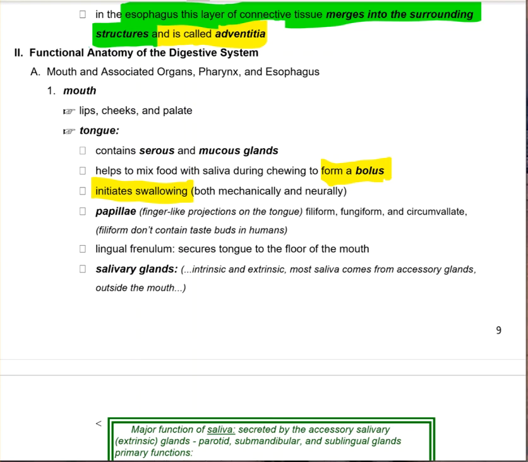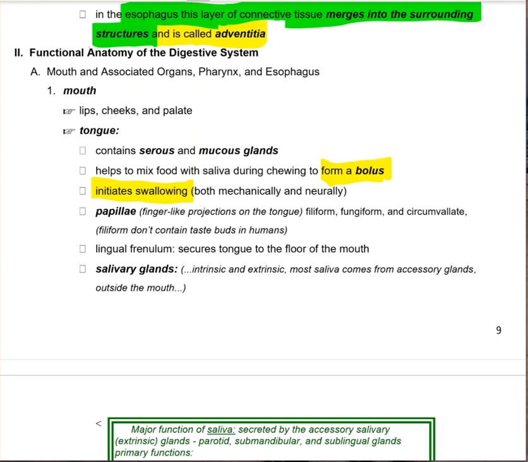There are papillae, and you might remember these from when we did taste, the finger-like projections on the tongue. The filiform ones don't have taste buds, the others do. So that's just a reminder. And you have your frenulum, which is the little line that secures the tongue to the floor of the mouth. It's underneath your tongue. And then we have our salivary glands, where we're going to spend the most time up here in the mouth.